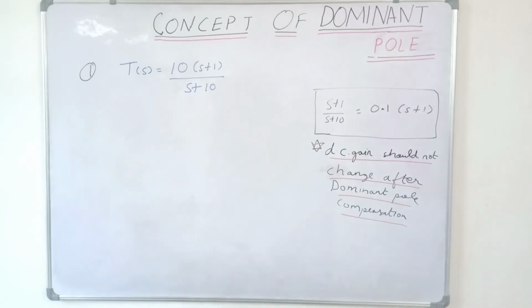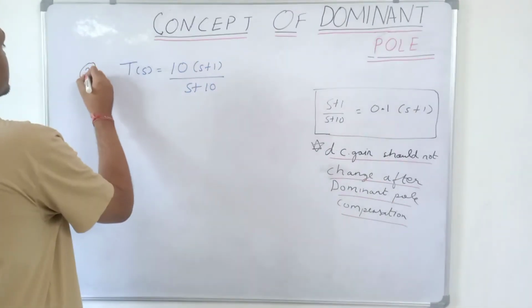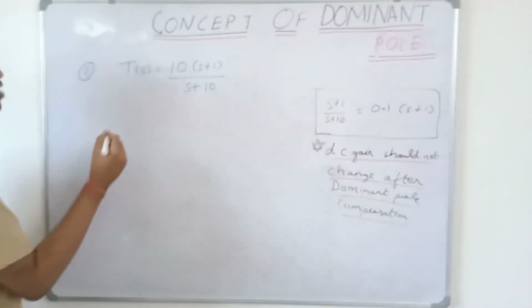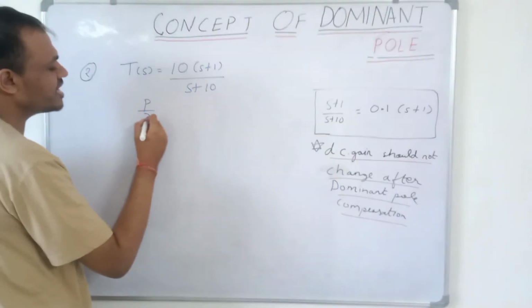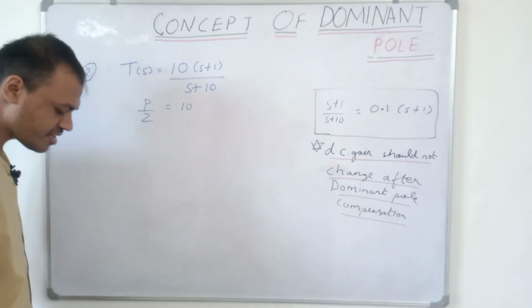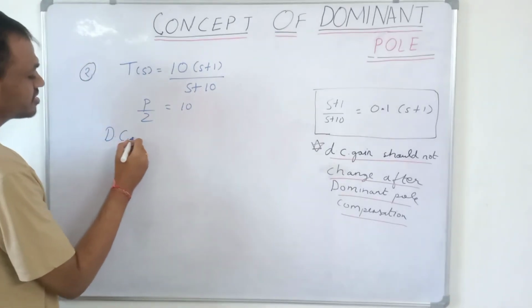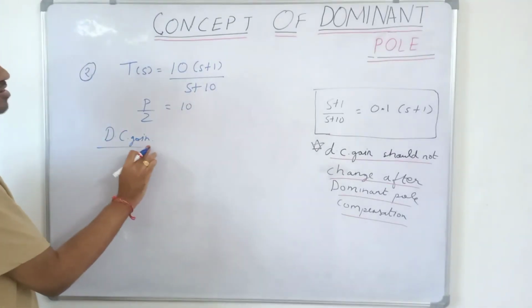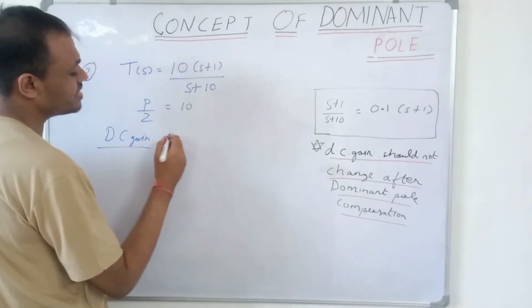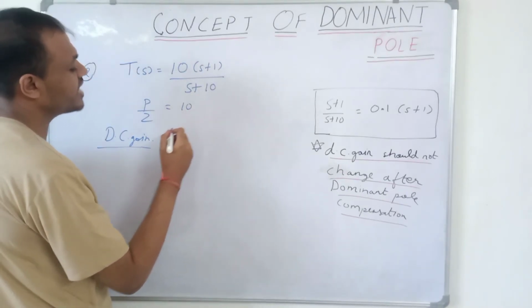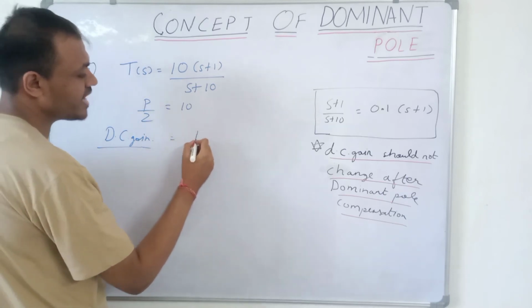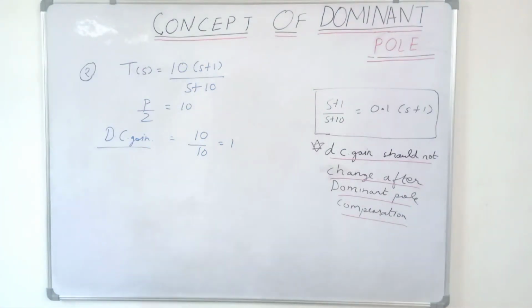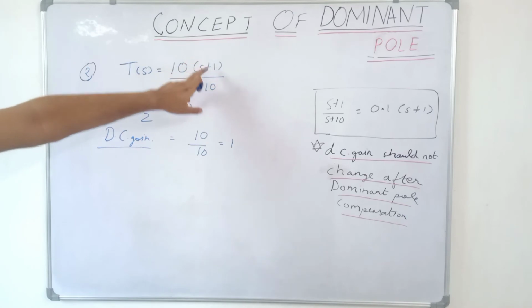So we are taking another example. This is example number 2. We have a transfer function T of s equal to (10s plus 1) upon (s plus 10). So again we can apply dominant pole concept here, because the ratio of pole to 0 is 10. Now we have to find the DC gain before removing the pole. So when we put s equal to 0 here, then the transfer function is 10 upon 10, so equal to 1.